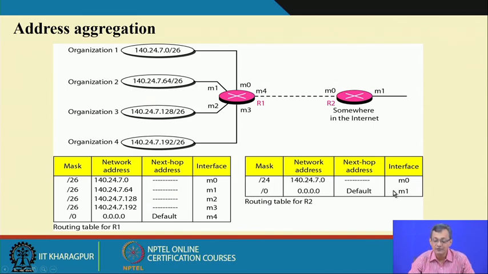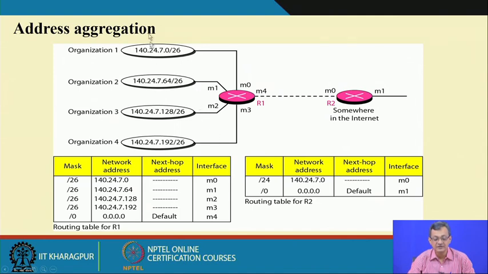In other words, for the rest of the world, or for this router R2, this is aggregated as a single network with a mask of /24, 140.24.7.0/24, and any packet coming with that will be forwarded this way. So, this is the way of looking at things. This address aggregation helps us club all of this together for the rest of the network. So, you see, the entry for R2 becomes much simplified.